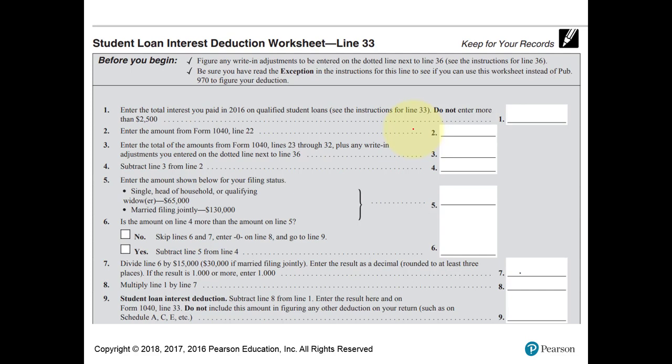To calculate that limitation, you would be using this worksheet in the instructions to the 1040 form. And you can see the dollar limit and the phase out beginning ranges, and it looks like the actual length of those ranges here. Again, the student loan interest deduction is a for AGI deduction, not an itemized deduction.